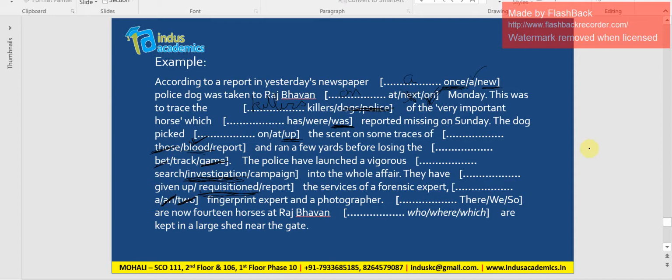There are now 14 horses. We are now 14 horses. No, we are not horses. So are now 14 horses. No again. So there are now 14 horses at Raj Bhavan. Who, where, which. Now where are kept in a large shade? Doesn't make sense. And which is used for non-living objects. So who are kept in a large shade near the gate. So who is going to be the correct option.